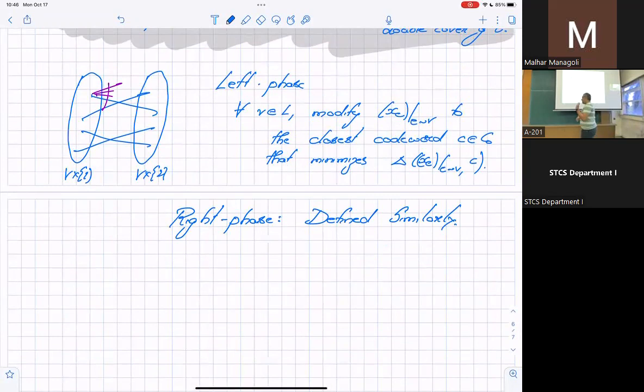So Zemor's algorithm is just the following. Give me a received word, run the left phase, run the right phase, run the left phase, run the right phase. Do this for log n times. At the end of this, if the original number of errors is not too much, this would have fixed all the errors, and you would have gone to the closest codeword.